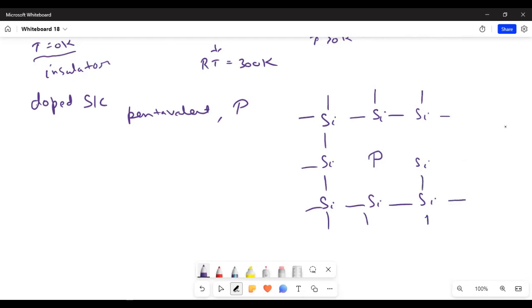Outer shell. So what you will do? Four will be consumed in this bonding. There will be an extra electron which is available. So by doping phosphorus into silicon, we are getting an excess of electrons, right?